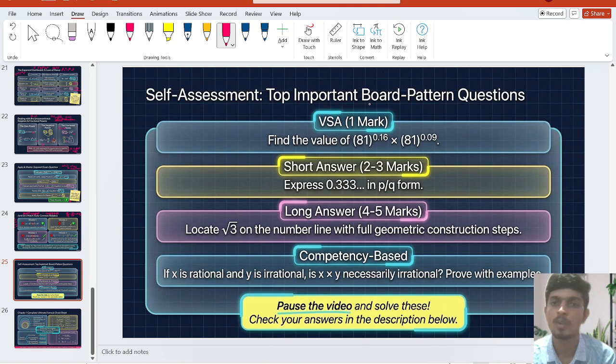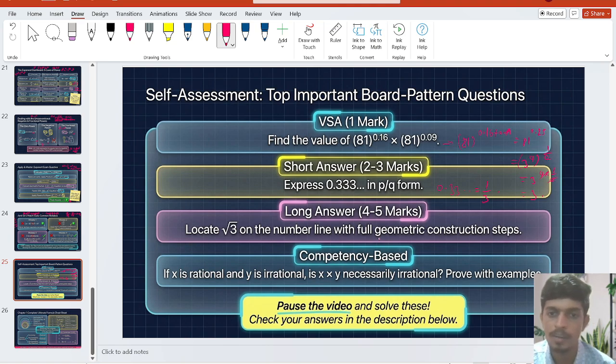Self-assessment of important board pattern questions: you have to simplify this. It can be written in the form of 81 raised to the power (0.16 plus 0.09). So this can be written as 81 to the power 0.25. 81 can be written as 3 to the power 4, and the exponent is 1 by 4. 3 to the power 4 into 1 by 4 gives 3 to the power 1, which is 3. And simplifying it, you get 0.3333 and so on, which is equal to 1 by 3. I hope it is clear to you.